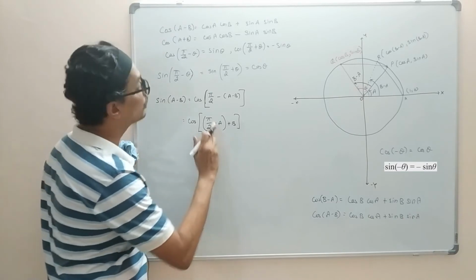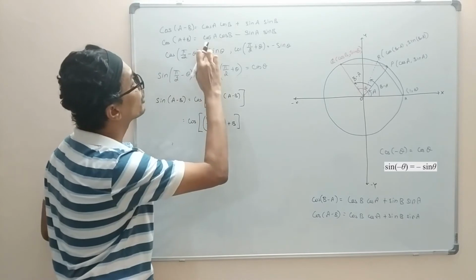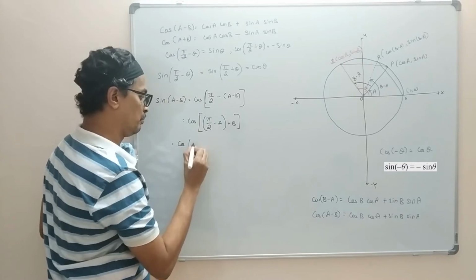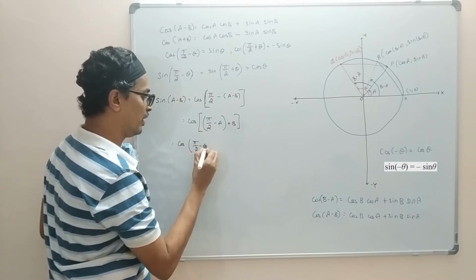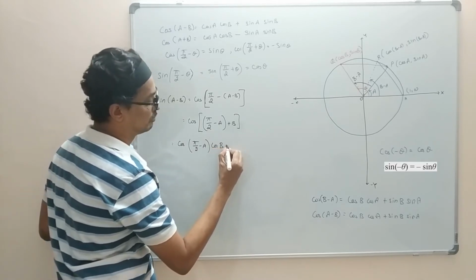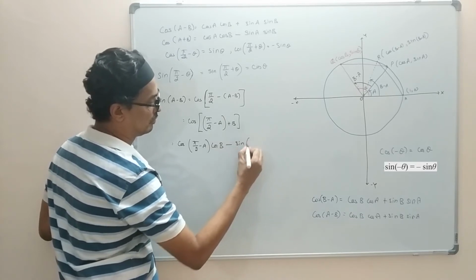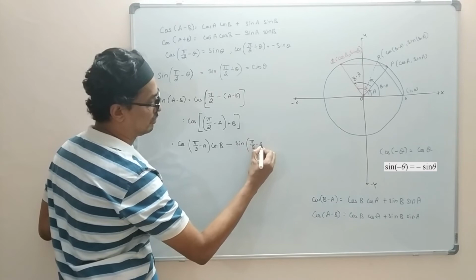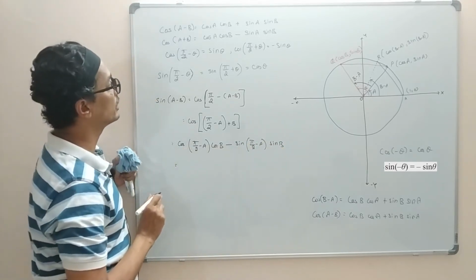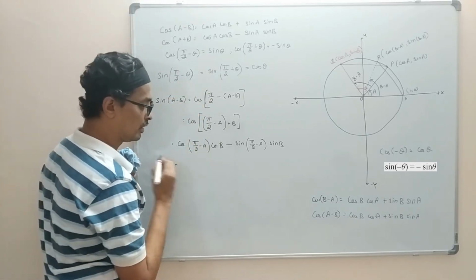Let us use the same formula. This is the cos(A plus B) formula. So what is it going to be? Cos(A plus B) is cos A cos B minus sin A sin B. So this will be cos(pi by 2 minus A), this is the first one, and then cos B, minus sin(pi by 2 minus A) sin B. Now we know the relation: cos(pi by 2 minus theta) equals sin theta, correct? So this will be sin A.